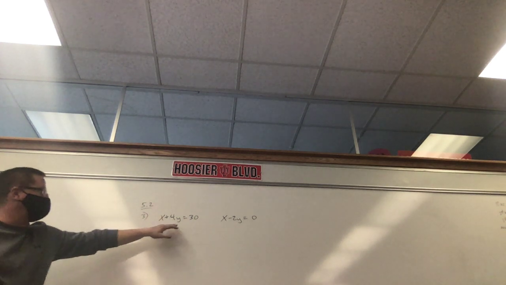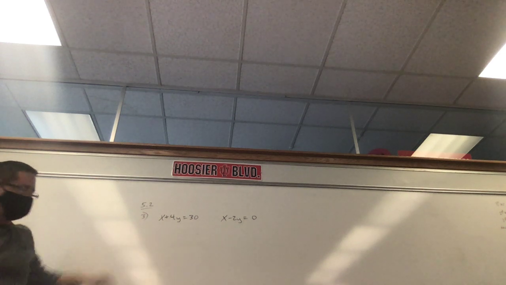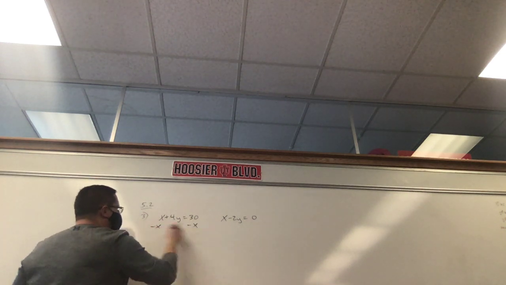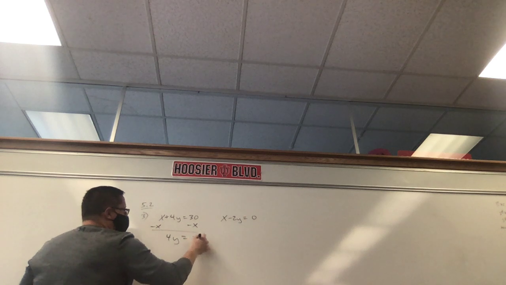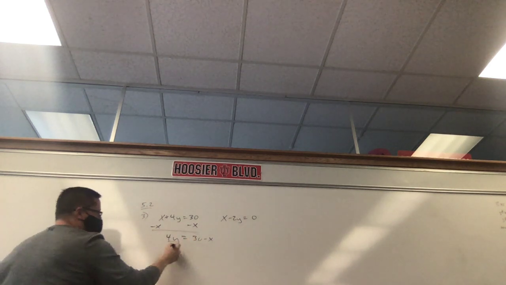Help them out. Why do we get rid of x first if we're going to get y? It's further away. So you'd have to minus the x. Minus the x. Is y by itself? No. You have to divide by 4. You have to divide by 4.